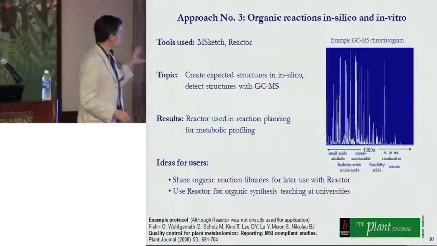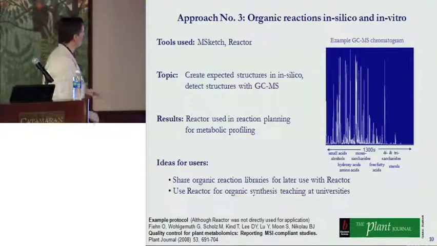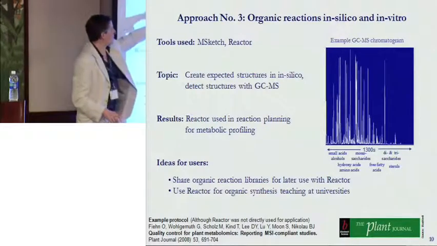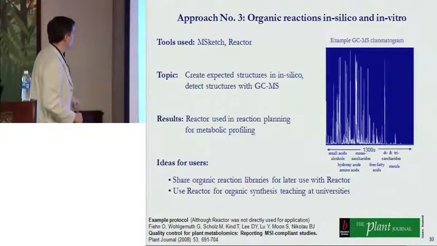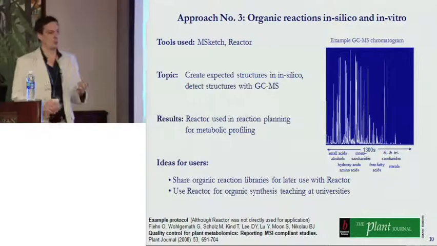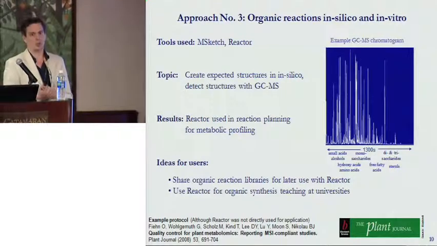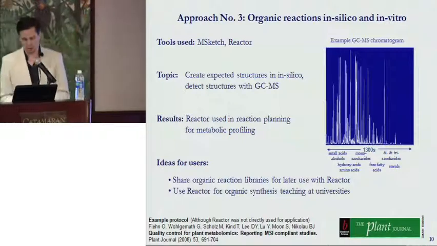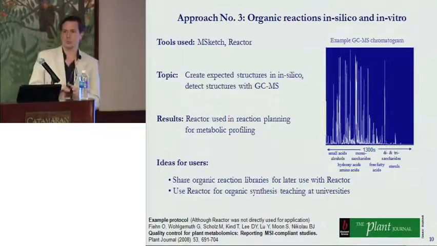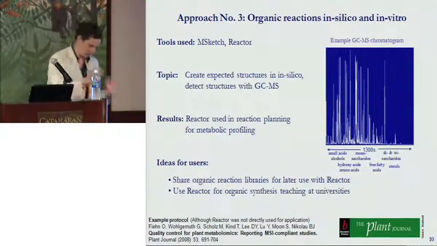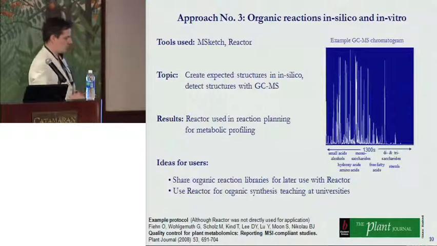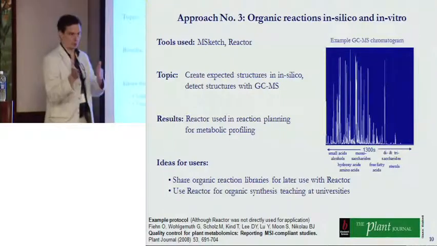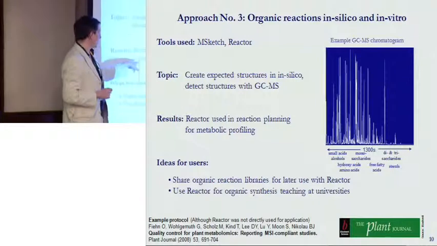So these were 2 approaches we already published, and the third approach is organic reactions in silico, and for that one we used MSketch and the Reactor. Because we have databases, we know that those molecules exist in humans or in plants, and that is the KEGG database, the Kyoto Encyclopedia of Genes and Genomes. They have a set of 16,000 primary and secondary metabolites which exist in, I think, around 2,000 species. And so what we can do is take the Reactor, as we have seen before, and use it for reaction planning for metabolic profiling.